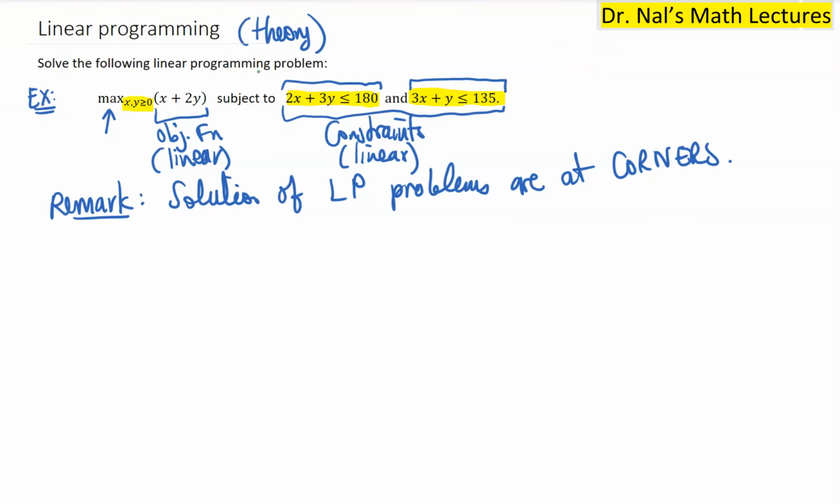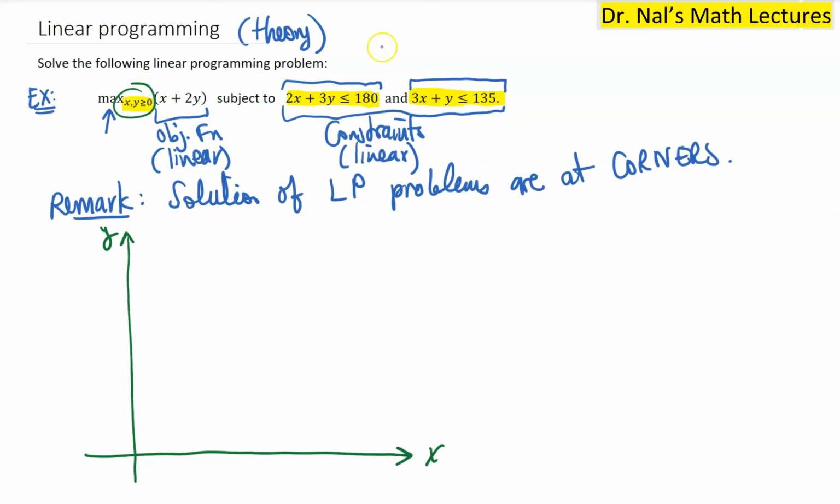Let me do it in green color. So there you go. So we will go ahead and we will be in the first quadrant, x, y. Why? Because look at that, x and y are both greater than or equal to 0. Then what I will do is to draw these two additional constraints. So we are in the first quadrant for sure because x is greater than or equal to 0 and y is greater than or equal to 0, which is the first quadrant.